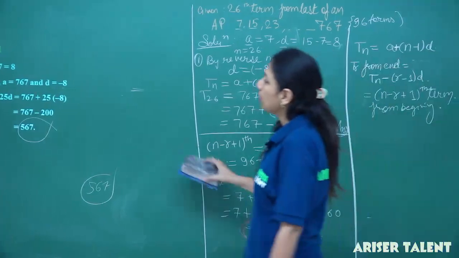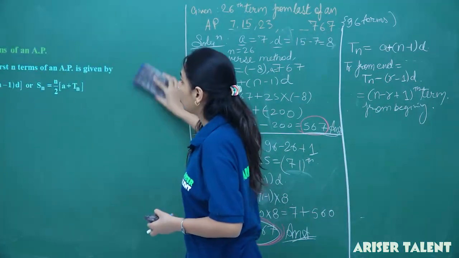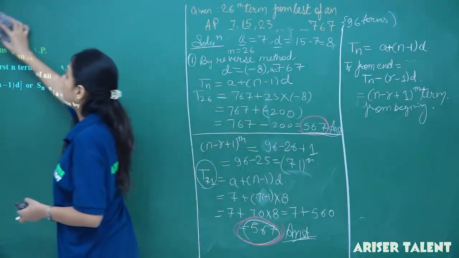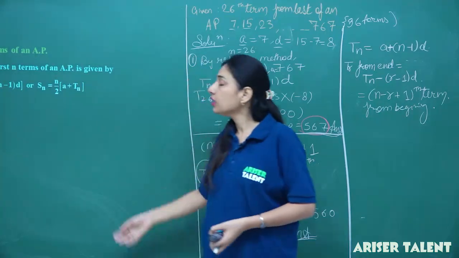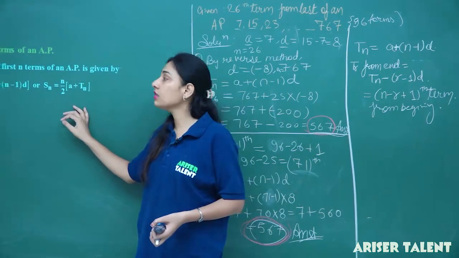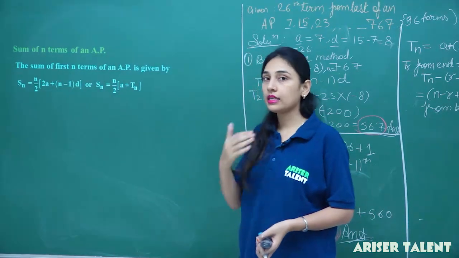Okay students, so have a look at the second slide, the next slide, which is the sum of n terms of an AP. Now just note this formula in your notebook. We are going to discuss this sum in our next lecture.